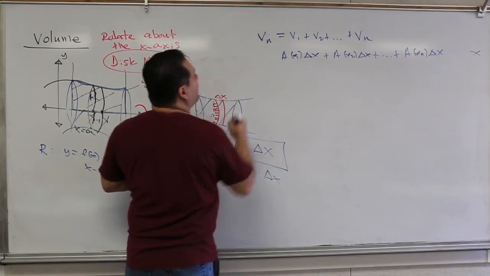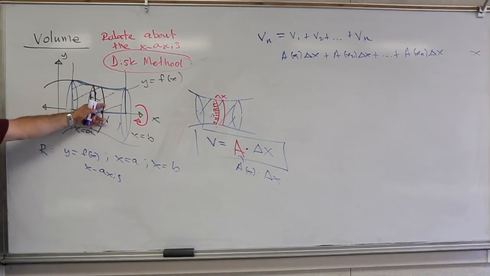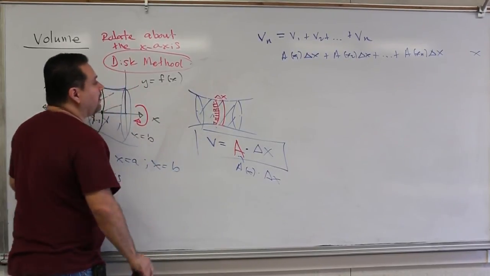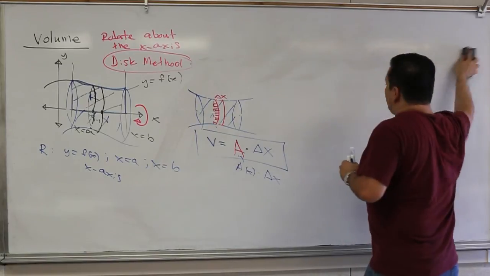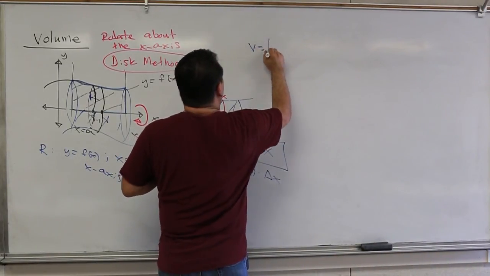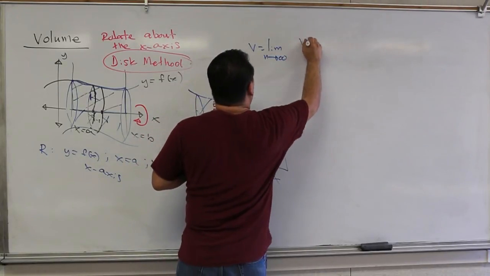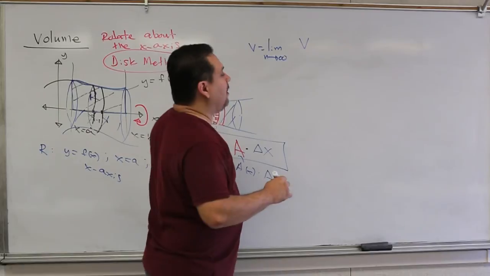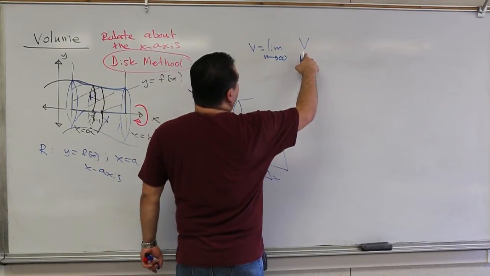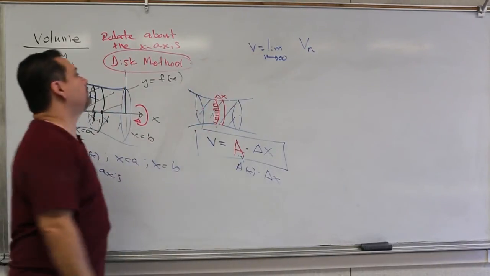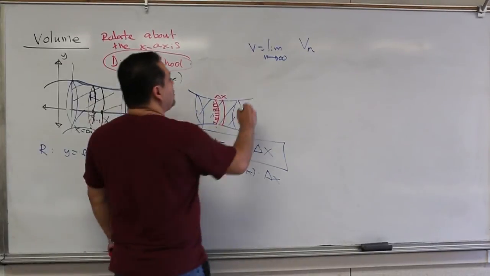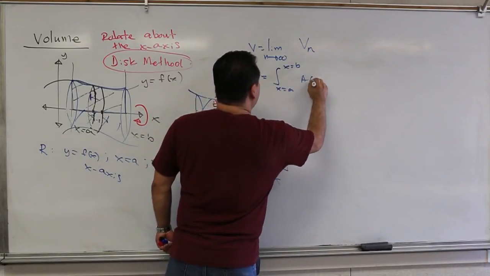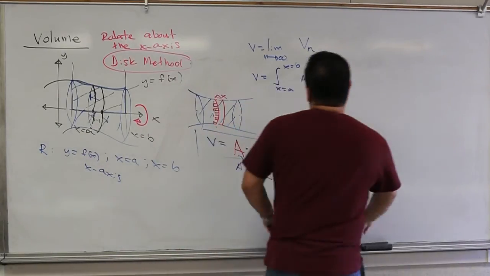This volume here that we are looking at isn't the exact volume. So we're going to have to take that limit as n goes to infinity, and the volume will be the limit as n goes to infinity of essentially those what? Volumes of each individual disk. You can call this, for example, Vn. Anyway, what you'll end up getting is the integral from x equals a to x equals b of A(x) delta x. And again, this is a very, very rough sketch.